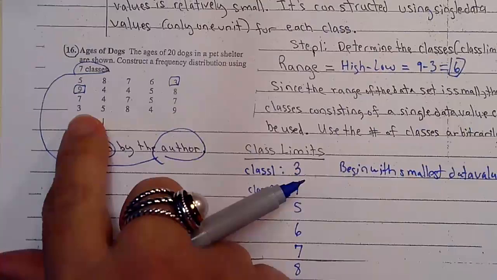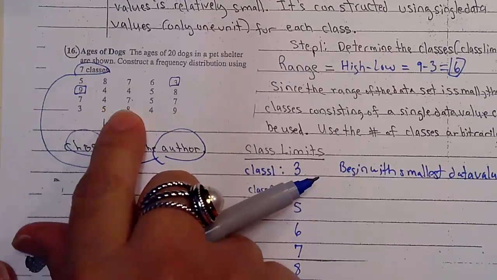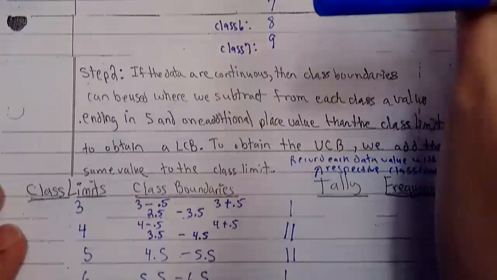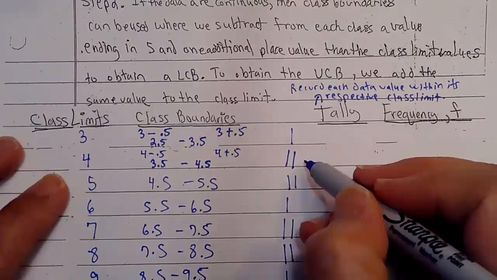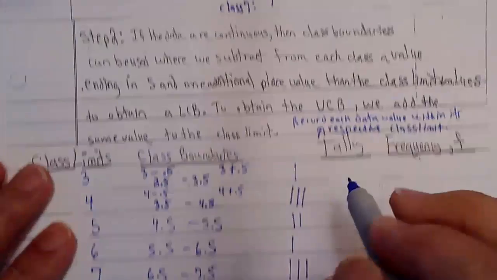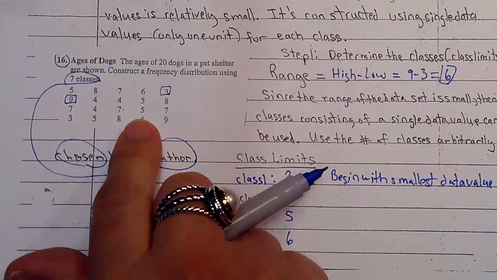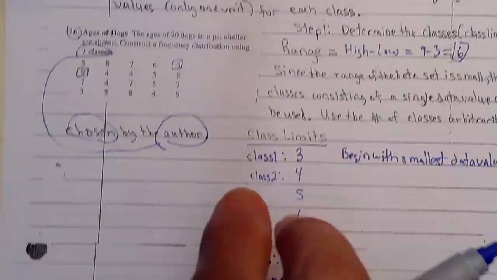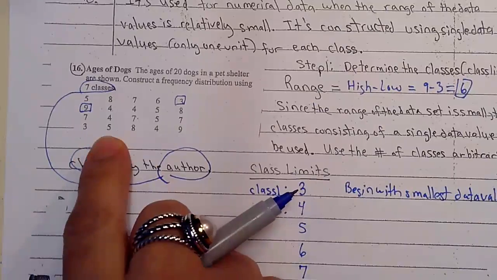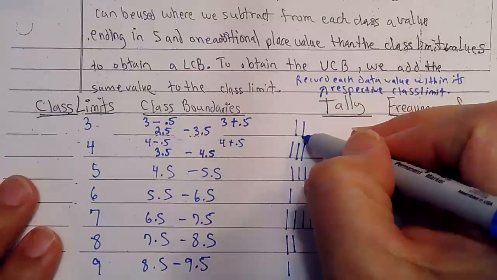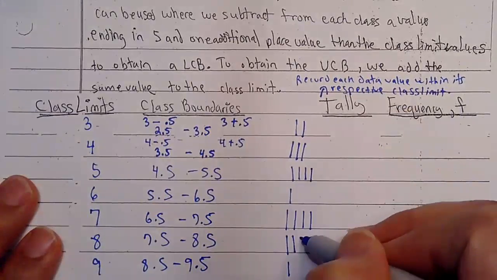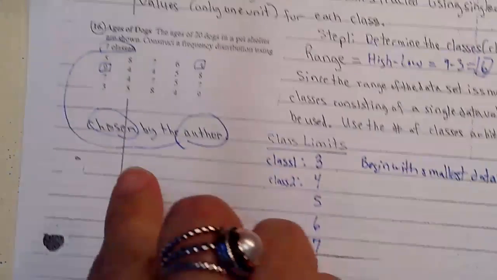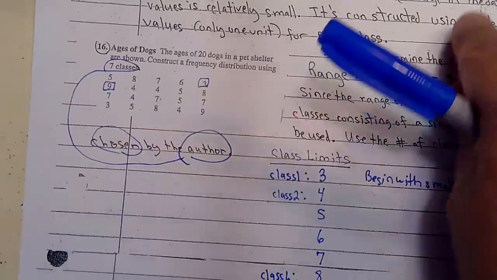Okay, then 7, 4, 7. And then 5, 7. Okay, 3, 5, 8. And then 4 and 9.